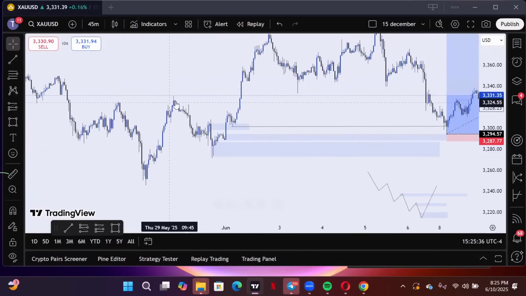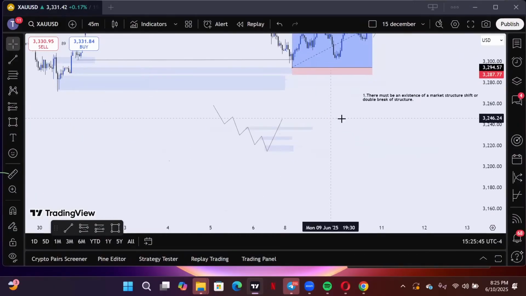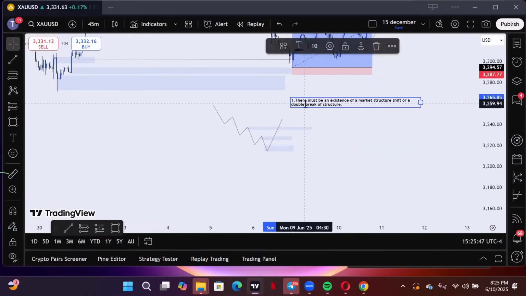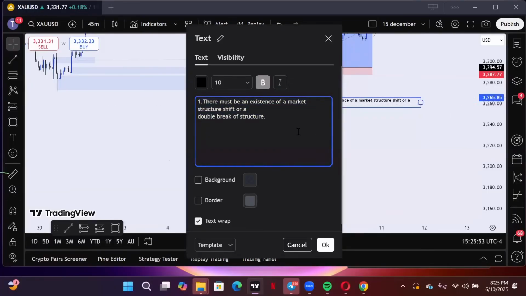I'm using two scenarios now: this buy scenario that I took here, and also the sell scenario on the other side. The first rule, we've already gotten: there must be an existence of a market structure shift or a double breakout structure. Now, the second rule says there must be an inducement slash liquidity.